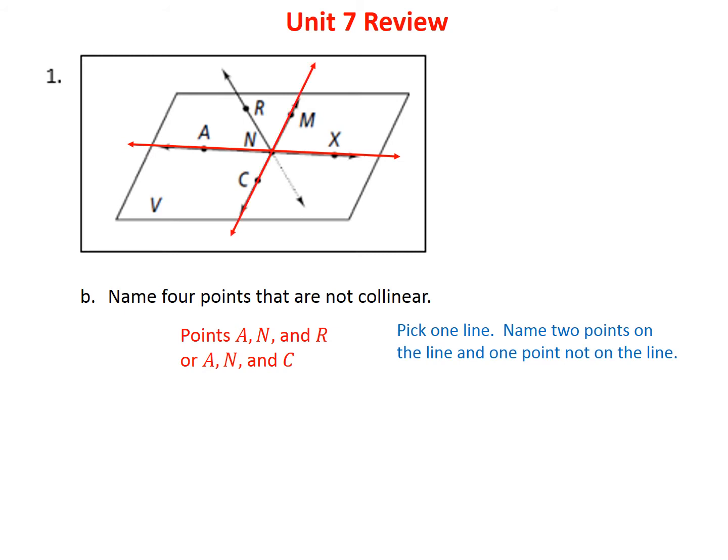I could pick a different line here, C, N, and M, and then I just have to add another point not on the line, which could be A, R, or X. And so it's a matter of picking a couple points on the line, and then you just pick one point that's not on that line, and then the collection will not be collinear.